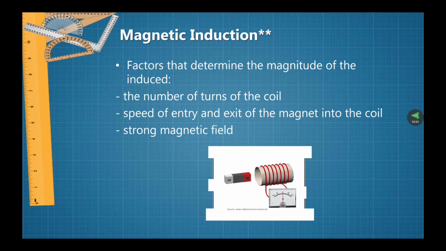And then in magnetic induction, the factors that determine the magnitude of the induction are, first, the number of turns of the coil. This is the coil. And the speed of entry and exit of the magnet into the coil, and then the strength of the magnetic field.